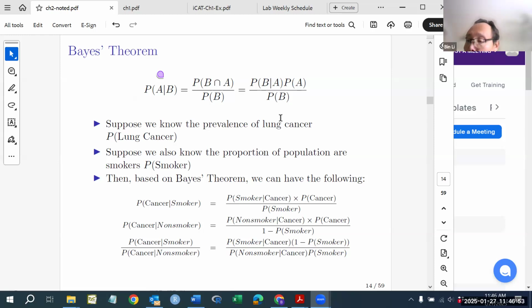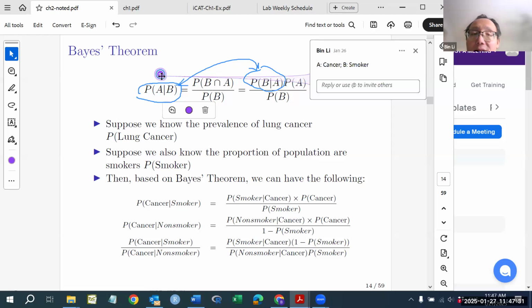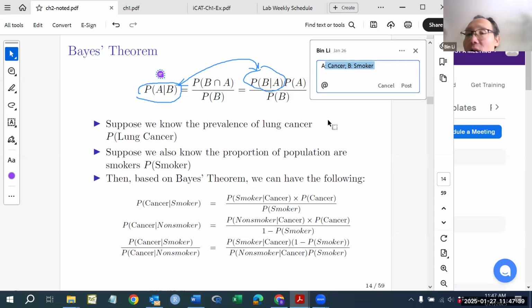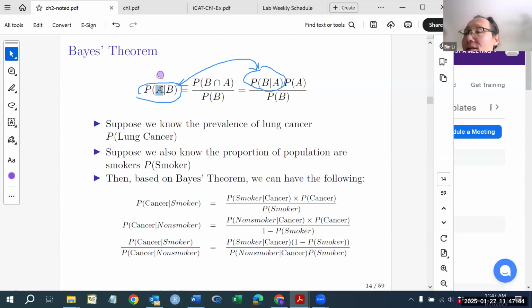Okay, so the great thing about the Bayes theorem is what? It builds a connection between these two conditional probabilities. You see that? That's the beauty of the Bayes theorem. So the probability of A given B is directly related to the probability of B given A. You see that? So in this case, let's say A is lung cancer status, and B is smoker or not. Okay, so let's say B is smoker, A is lung cancer.